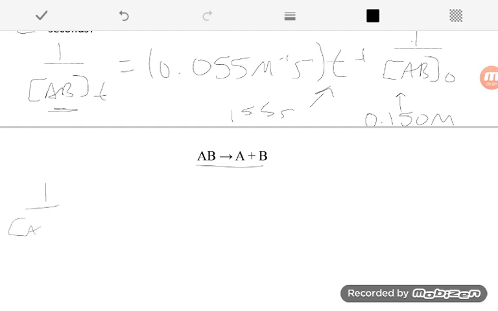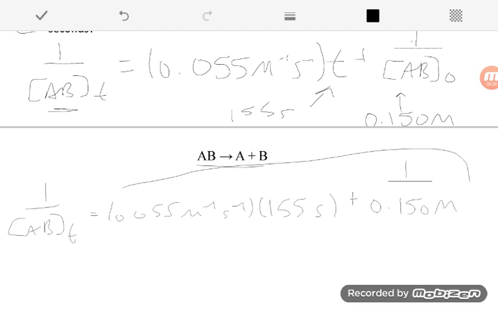So I have 1 over AB, which is what I'm going to solve for, equal to 0.055 M to the negative 1, s to the negative 1, times my t of 155 seconds, plus 1 over 0.150 molar. Now this whole side I can just plug into my calculator. Really simple. When I do that, I get 15.19. My seconds cancel, so my units are M to the negative 1. And that whole thing is equal to 1 over AB as a function of time.